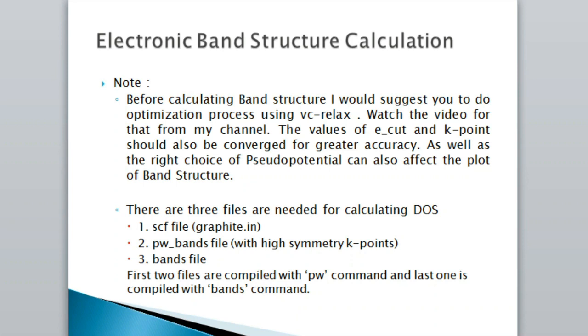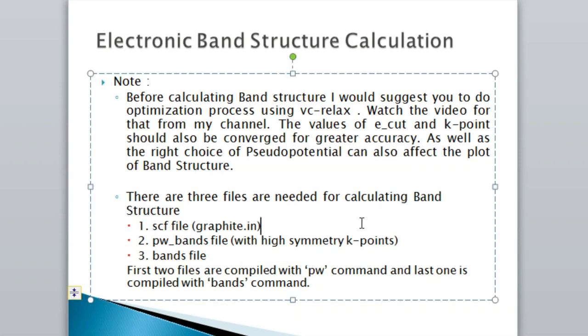There are three files needed for calculating band structure. One is an SCF file, which is saved as graphite.in. Other is a PW bands file with high symmetry K points. And last one is the bands file. First two files are compiled with the pw command, and the last one is compiled with the bands command.